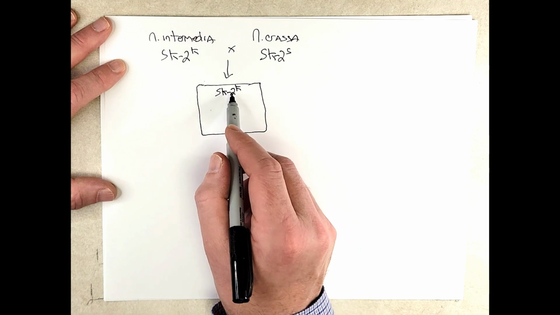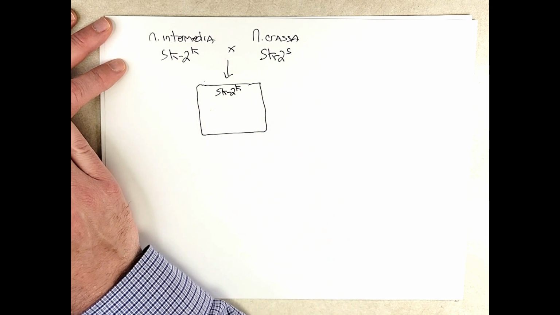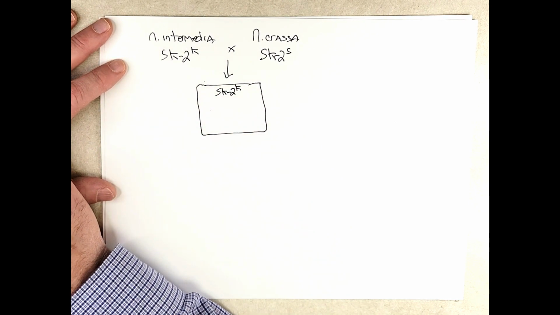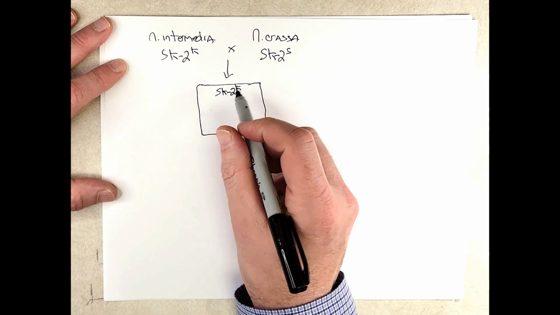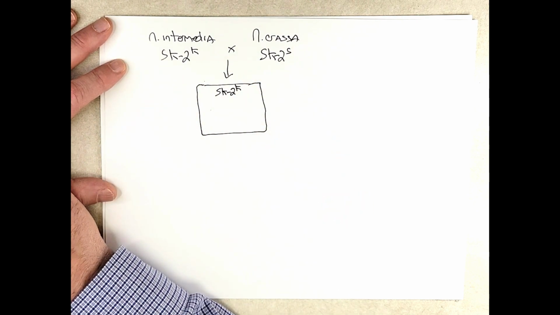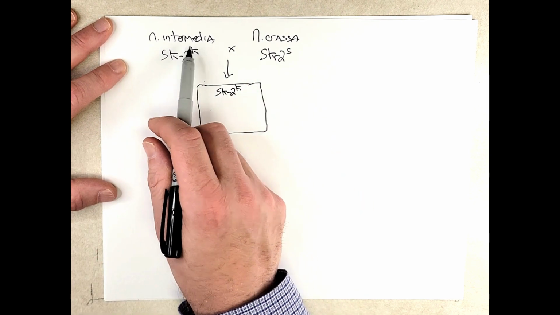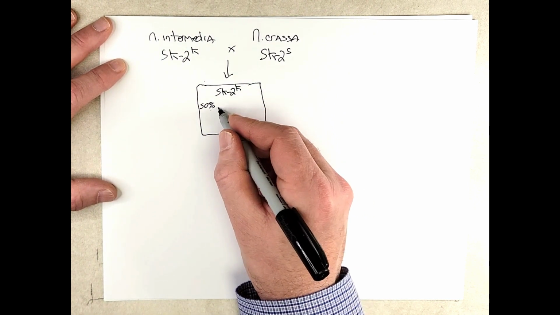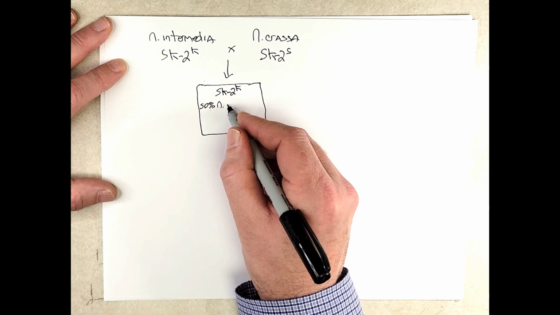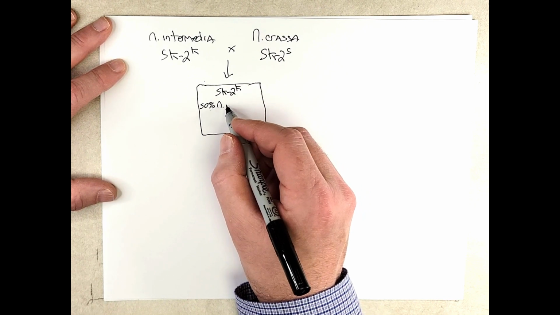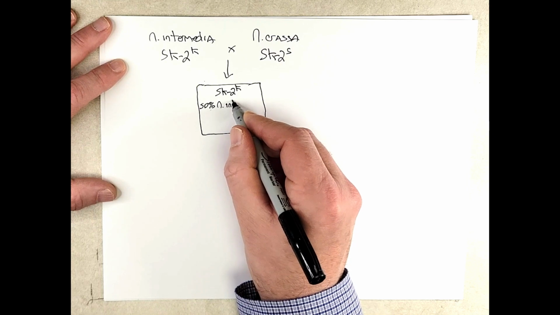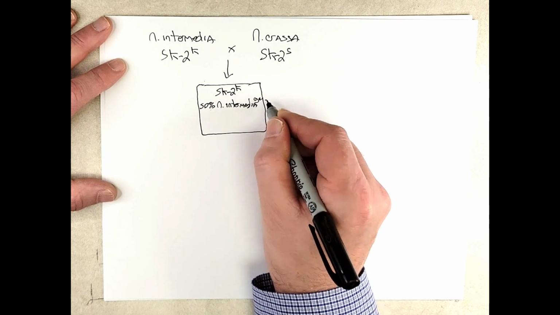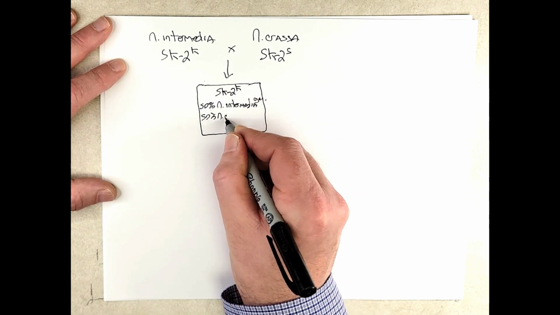But other than that, how much of the genome is going to be inherited, let's say, from the N. intermedia parent? And how much is going to be inherited from the N. crassa parent? Should be half from each, right? So we inherit half of our DNA from our mothers and the other half from our fathers. Now, same thing happens in fungi. So 50% N. intermedia genome and 50% N. crassa genome.